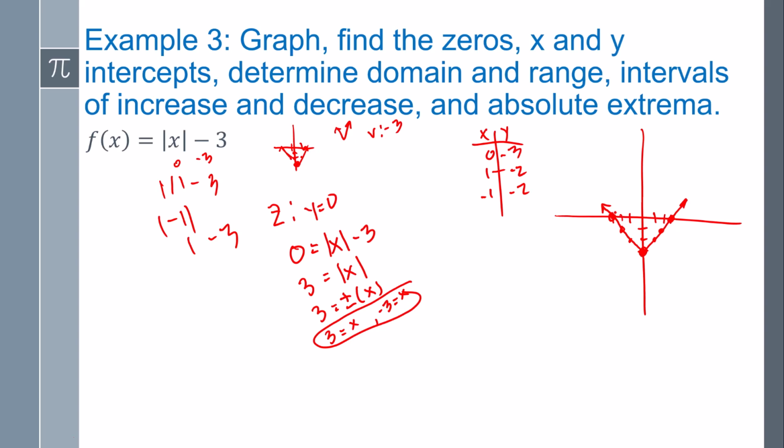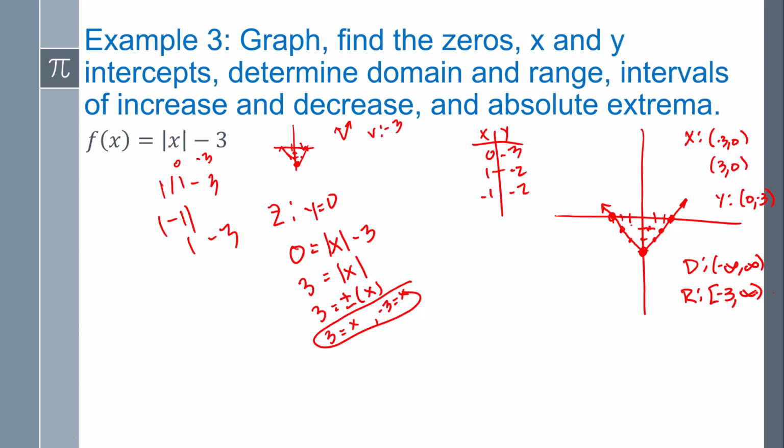Now my x and y intercepts, I can look at my graph and determine that my x-intercepts are (negative 3, 0) and (positive 3, 0). My y-intercept is (0, negative 3). The domain and range: my domain, if I were to flatten and project it, is negative infinity to positive infinity. The range, if I were to project it, is going to be from negative 3 to infinity.